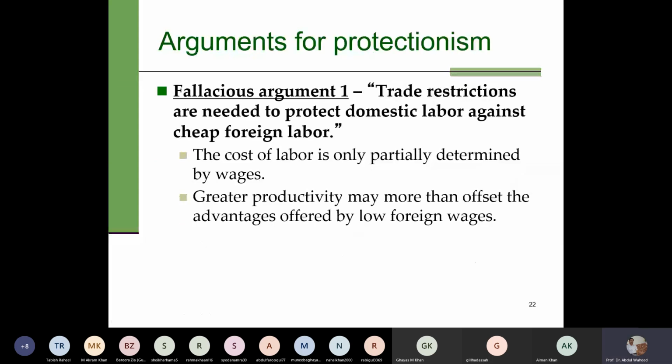Then there are different arguments for protectionism, and we will see whether each argument is true or false or questionable.